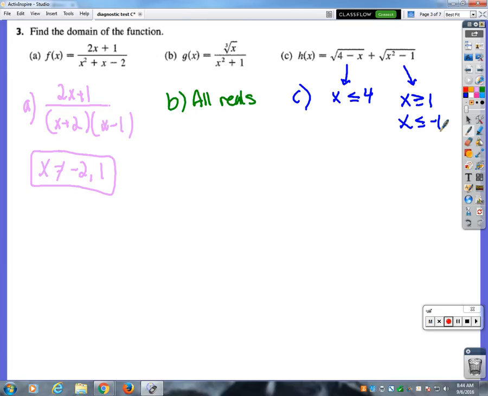So the numbers that'll work can be anything less than or equal to 4, but I can't put in 0. So I can go from negative infinity to negative 1, and I can go from 1 to 4. Is that true? Yes. As long as I pick numbers from here, it'll work for both. If I go bigger than 4, this one fails. If I go between negative 1 and 1, this one fails.